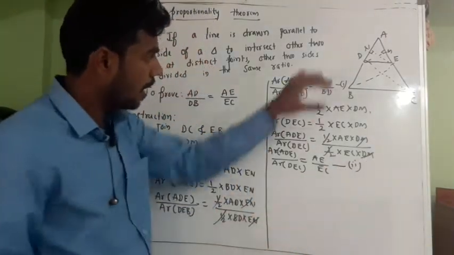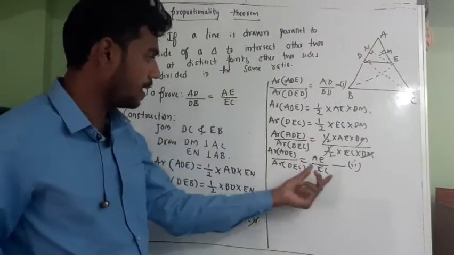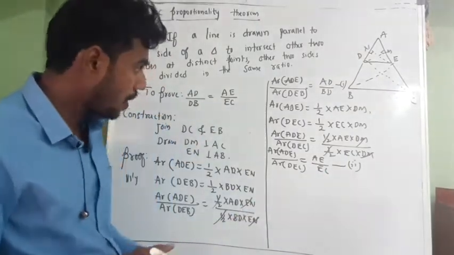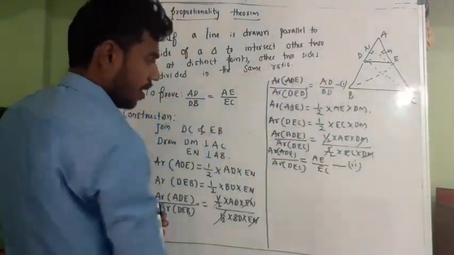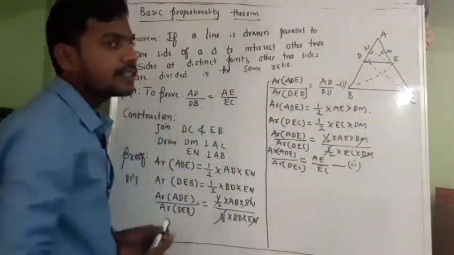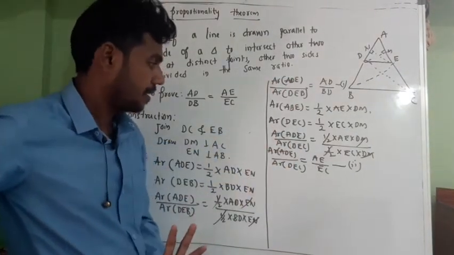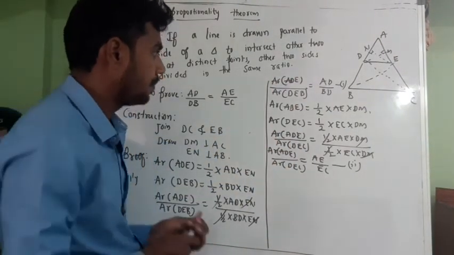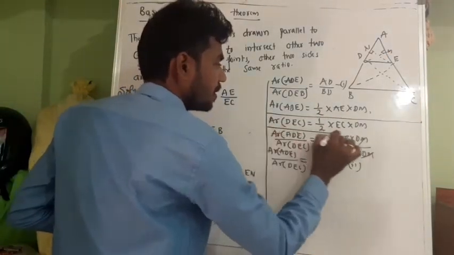Now what we need is to show that AD by DB is equal to AE by EC. To show that, if I want to show the right-hand sides equal, I need to show the left-hand sides are equal. Area of triangle ADE is there in both. Now, to avoid the confusion, I'll draw the lines for each and every step.